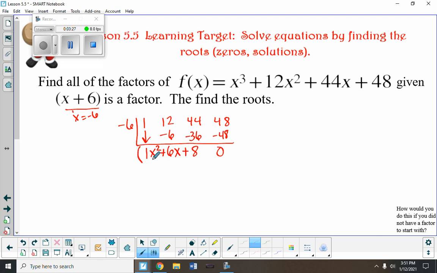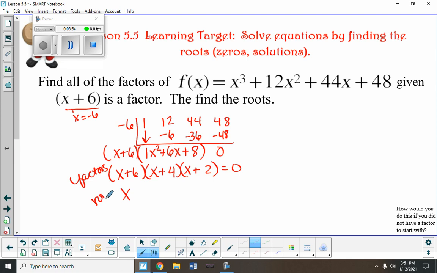So this becomes a new factor. The first factor was x plus 6, and this is another factor. Now that can be factored again. It's a quadratic, so at that point you factor. 4 times 2 is 8, and 4 plus 2 is 6. So these are the factors. To solve, we would set each of those equal to 0. So your roots would be x equals negative 6, negative 4, and negative 2. That's how you do a problem like that to the third degree.